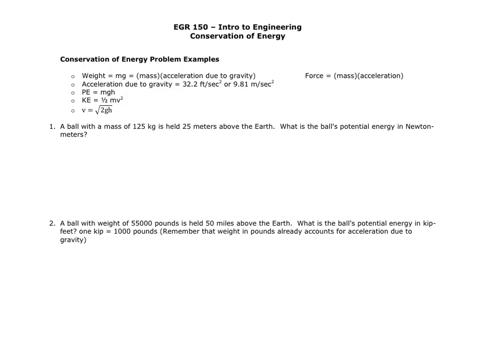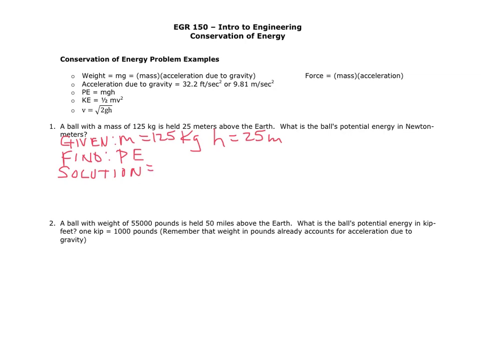Okay, let's look at some problems for conservation of energy. Number one, we're given a ball with a mass of 125 kilograms held at a height of 25 meters above the earth. And then it wants us to find the potential energy of the ball. And so our solution, then, we're going to use our formula that potential energy equals mass times gravity times height.